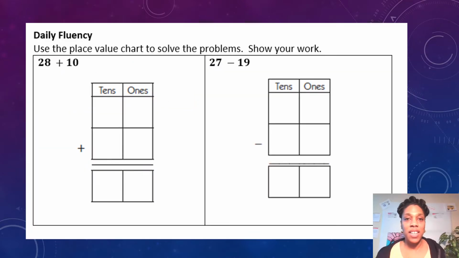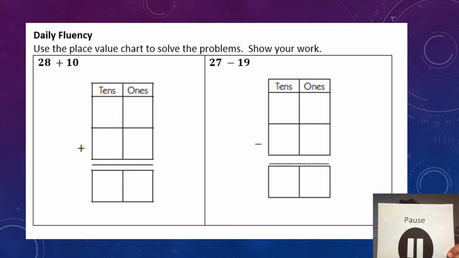Alright, let's get ready for our daily fluency. We're going to use the place value chart to solve the problem. Show your work. The first problem is 28 plus 10. Please press pause.